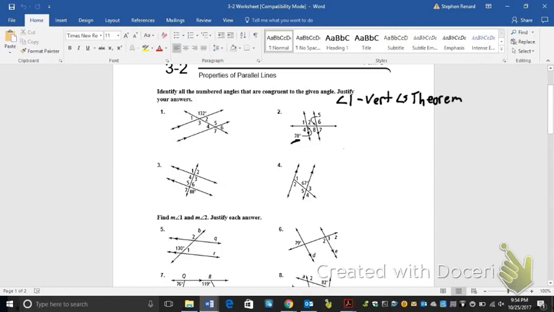You guys should be done with 1 through 4 now, so I'm going to quickly run through them. Here we have angle 1. That's the vertical angles theorem.